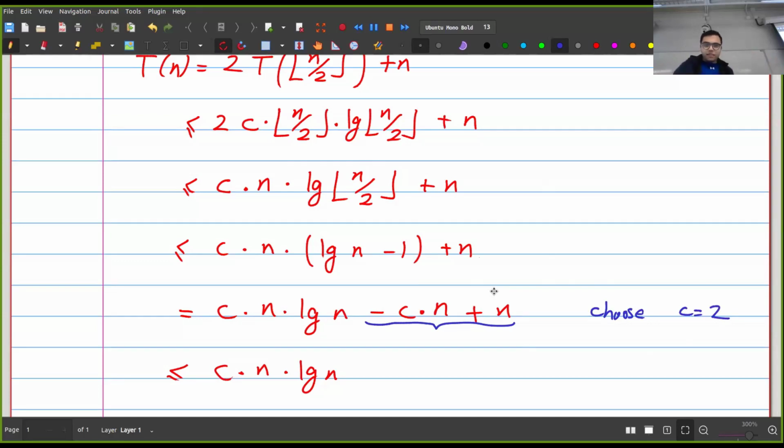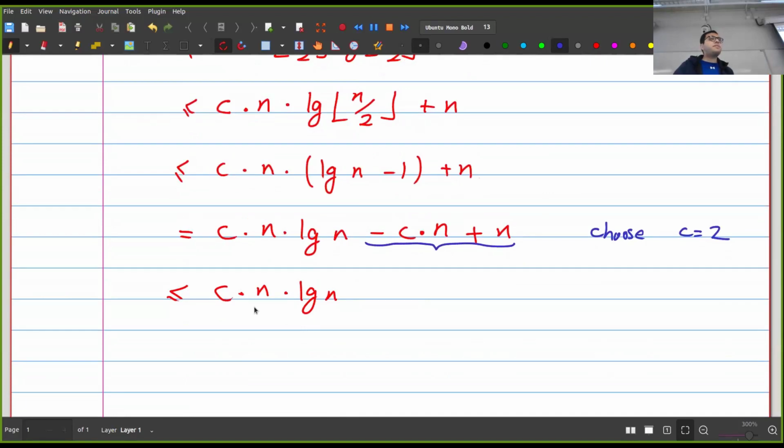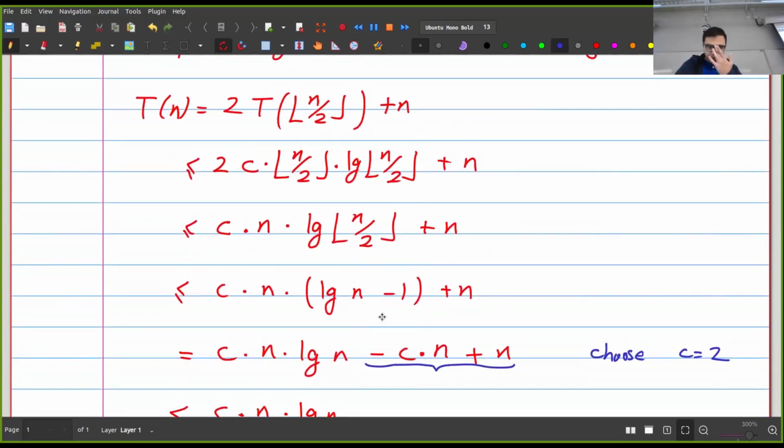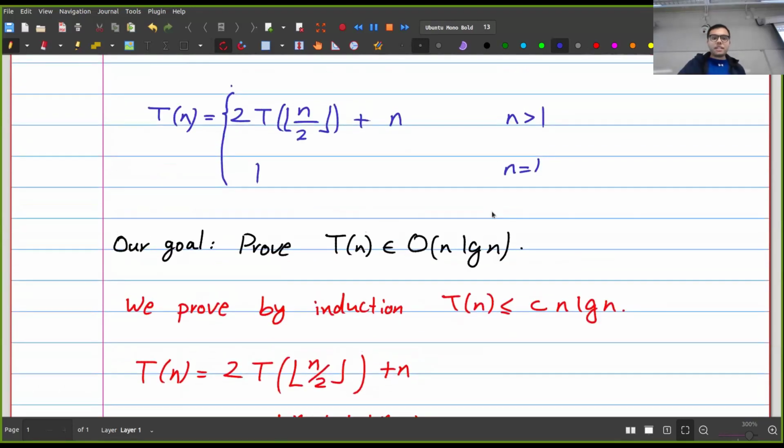Now I can say that if c was 2, then everything would go through, and then at the end, I will have that my T of n is less than or equal to cn log n. So I could prove by induction that T of n is at most 2n log n. But of course, for an inductive proof to work, I also need the base case of the induction. And the base case of my induction is not necessarily the base case of my recursion, because the base case of my recursion is n equal to 1, right?